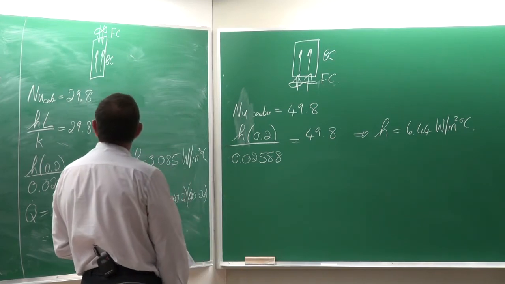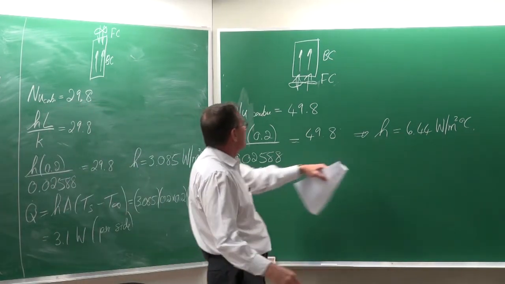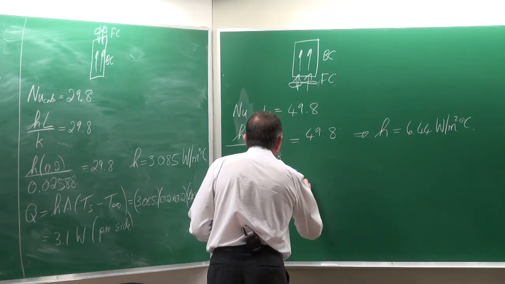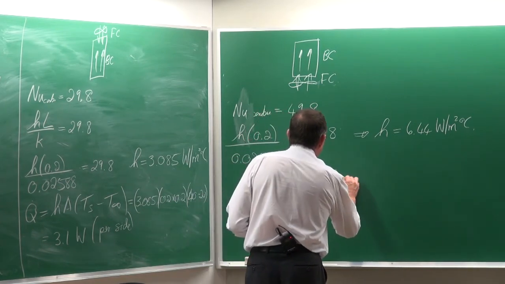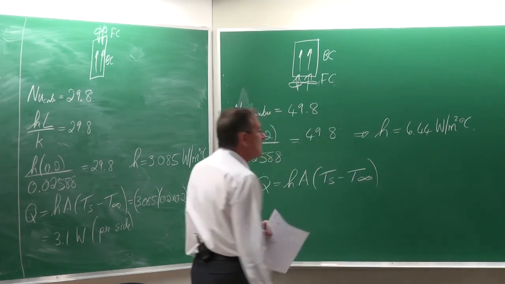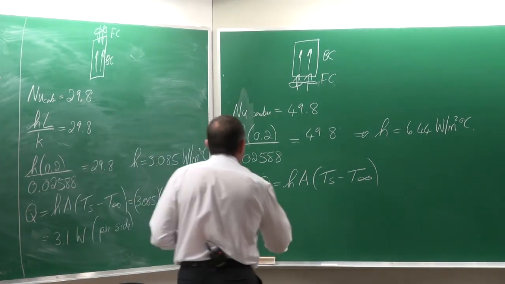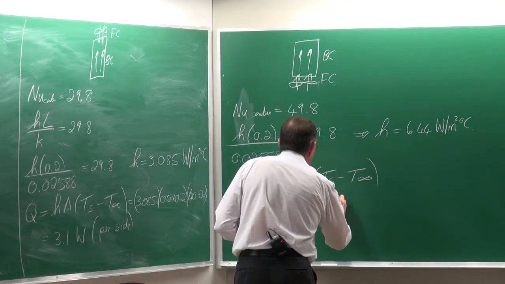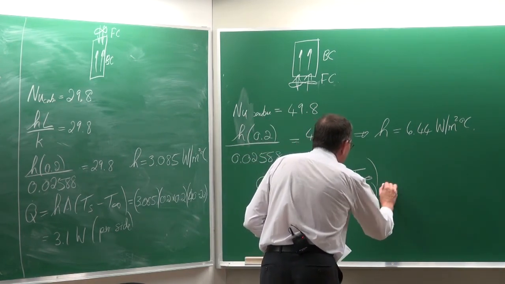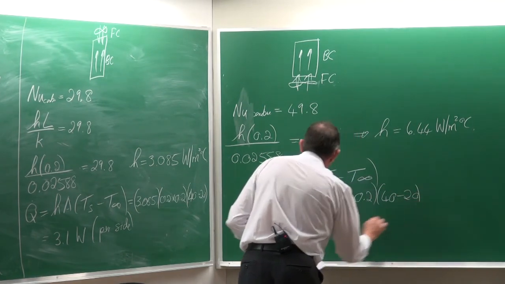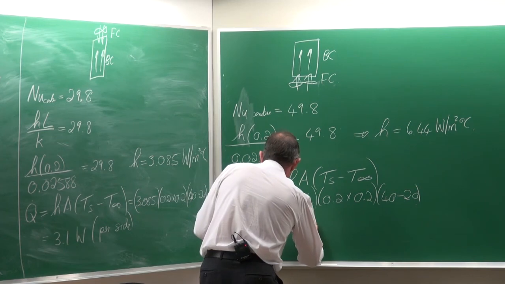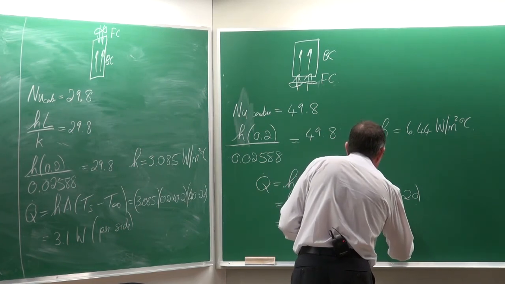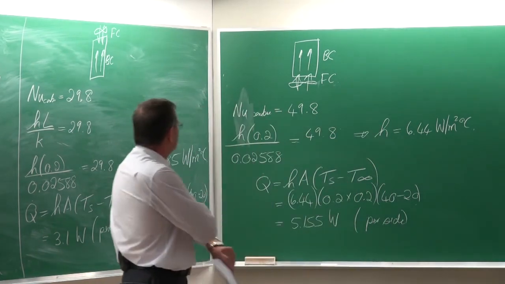So we can see that the heat transfer coefficient was previously 3. In this case, it is about double, 6.44. And then we can determine the heat transfer rate again as the heat transfer coefficient multiplied by the surface area multiplied by the surface temperature minus the temperature of the environment. And that is equal to the heat transfer coefficient, which is 6.44, the surface area, which is 0.2 multiplied by 0.2, 40 minus 20, and the heat transfer rate is then equal to 5.155 watts. And again, this would be per side. If we consider both sides, then it would be about 10 watts.